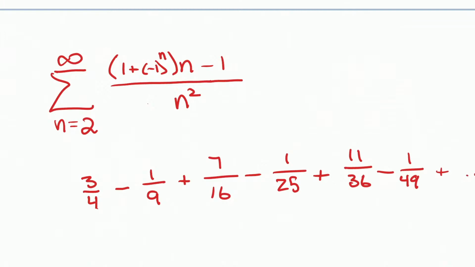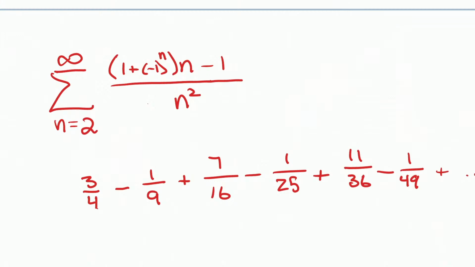So if you plug in n equals 2, you'll get positive 3/4. When you plug in n equals 3, you get negative 1/9, then plus 7/16, minus 1/25, and so on and so forth. So what's wrong with this? Well, let's see what's wrong with it.